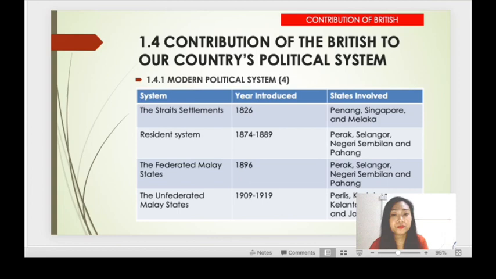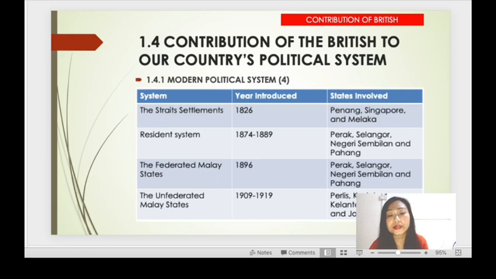Under the point modern political system, there are four important main points that you need to remember. The first one is the Straits Settlements. The Straits Settlements were introduced by the British in 1826, and the states involved are Penang, Singapore, and Malacca. These were the important ports, yeah, in the past. And then the second one is the resident system, which was introduced from 1874 until 1889. Okay, the states involved are Perak, Selangor, Negeri Sembilan, and also Pahang.